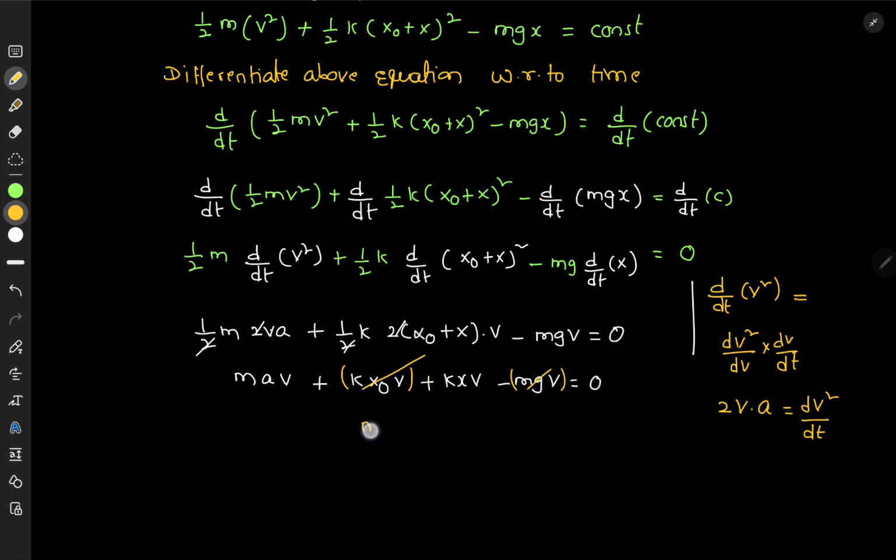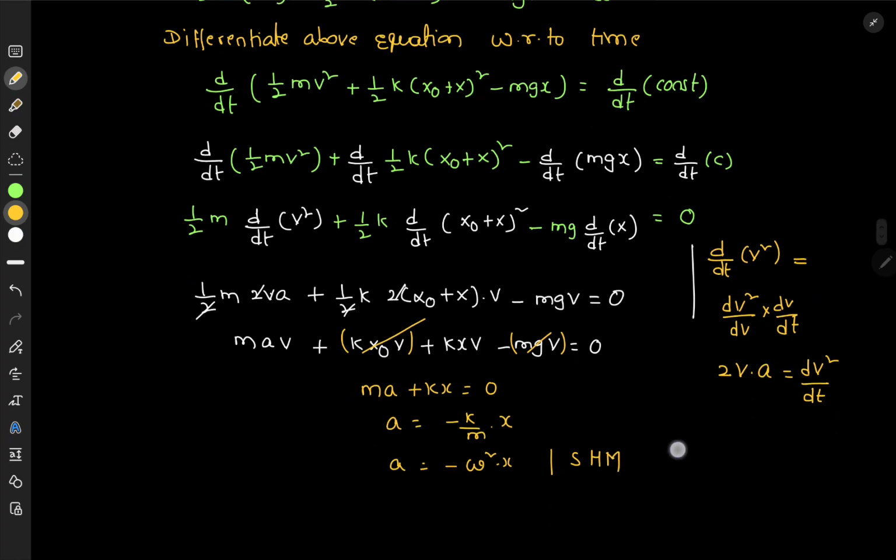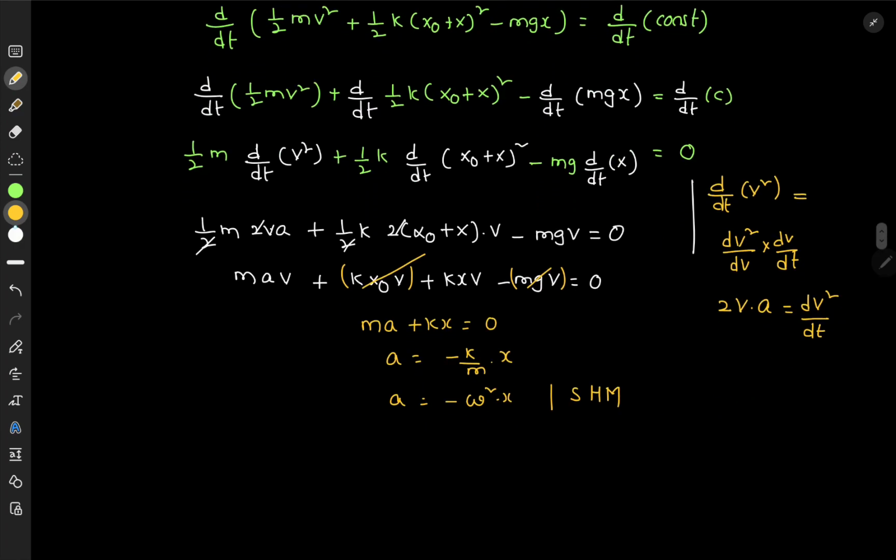What will happen finally? ma plus kx equals 0, and a equals minus k by m into x. That is, a equals minus omega square into x, which is the condition to satisfy simple harmonic motion. So from this, what is omega? Omega equals square root of k by m.